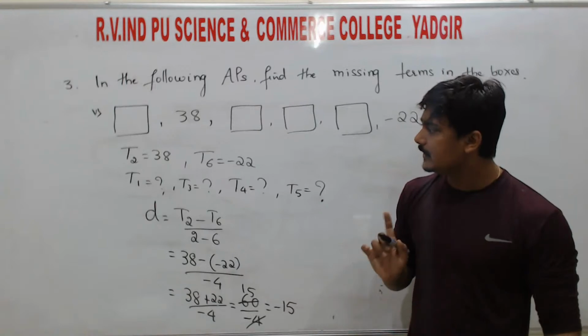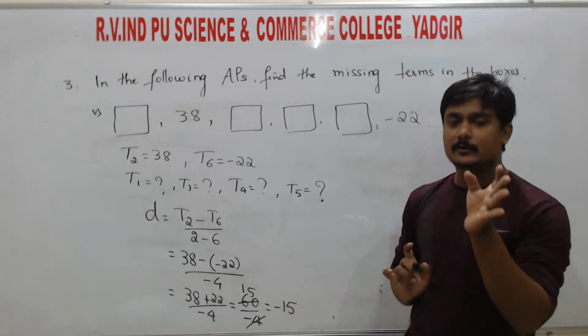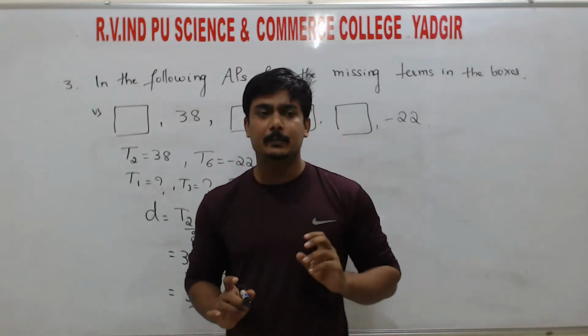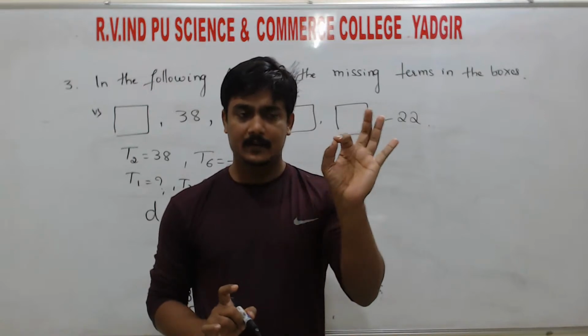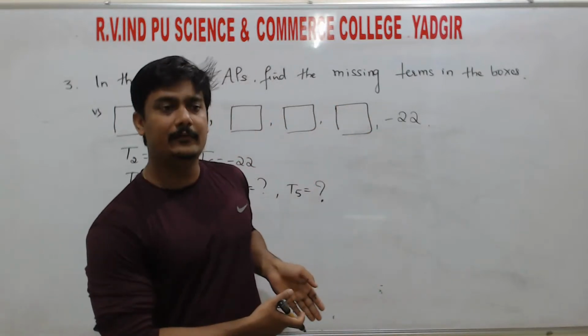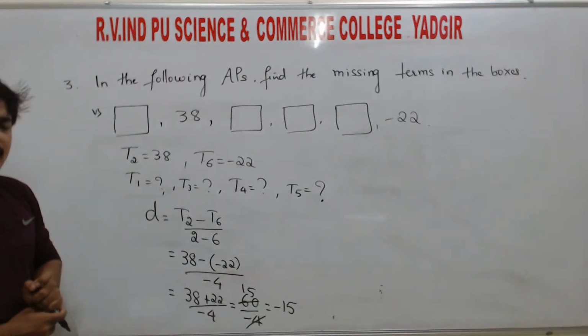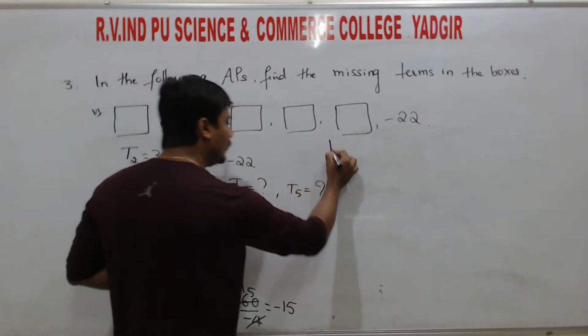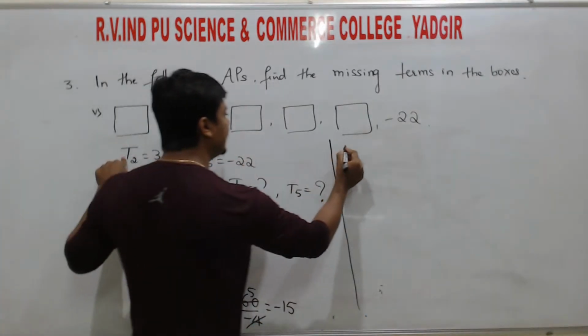I need to know even the a value. As I have already mentioned, if I want to find out any particular term of the arithmetic progression, we need to know the a value as well as the d value. Somehow we have found out the d value. Now what else we need to compute? We need to compute even the a value. How do we get that a value? Take the help of any one known term. Here I will take the help of T2.